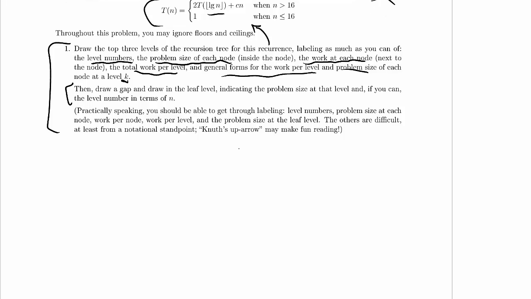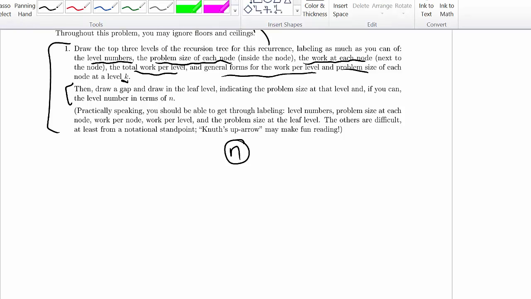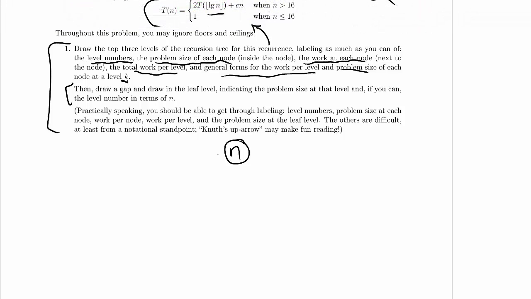So we're going to start with a node of size n, as we usually do, and we are supposed to label the problem size inside the node. We're also supposed to label the work at each node, so let's go ahead and label the work at this node. I'm going to switch to, say, blue for work. The amount of work at this node, we can look back up at the recurrence and see, is c times n, right there.